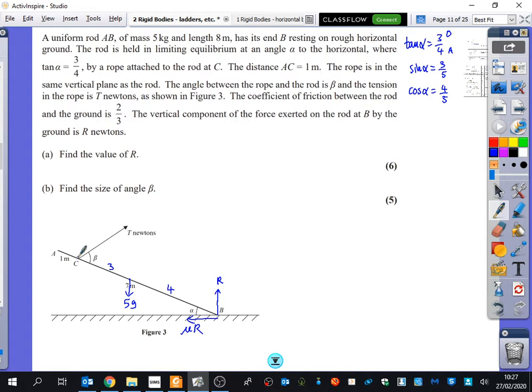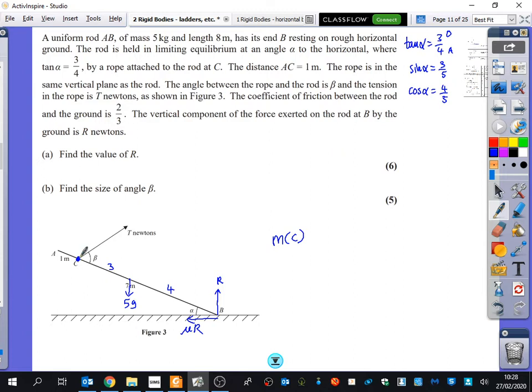We have to resolve T as well. T is going to need resolving because it's at a funny kind of angle. I think we probably should take moments about C. If we take moments about C, we'll only have R and mu R, and we know that mu is equal to 2/3. We usually take moments about that corner, but if we take moments about C, we can ignore T, which is good because we don't know what it is. So we're going to take moments about C to find out what R is.